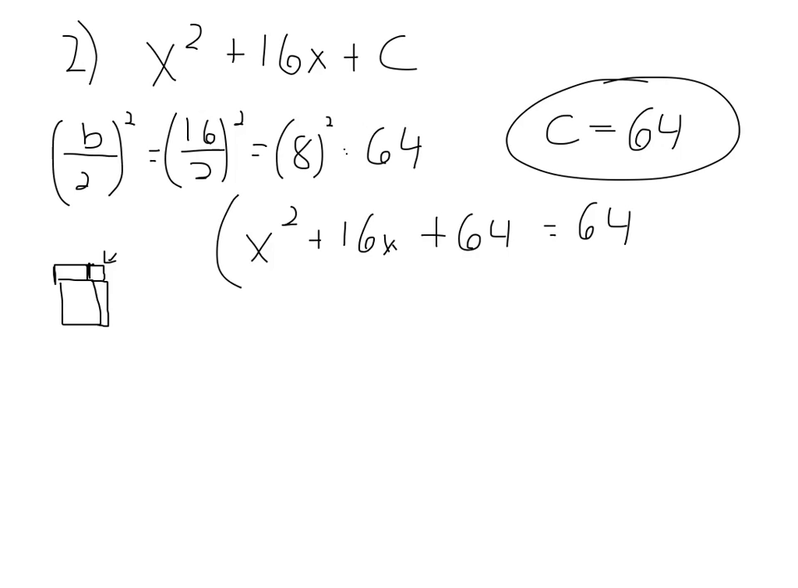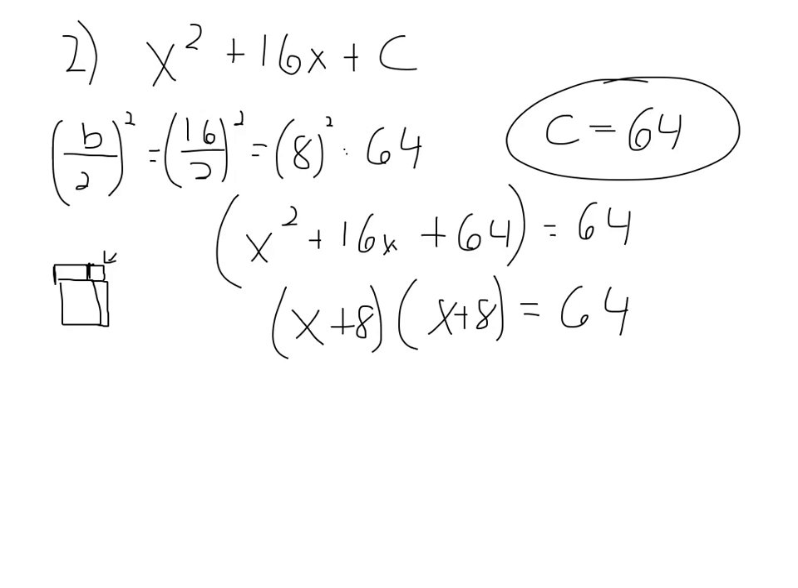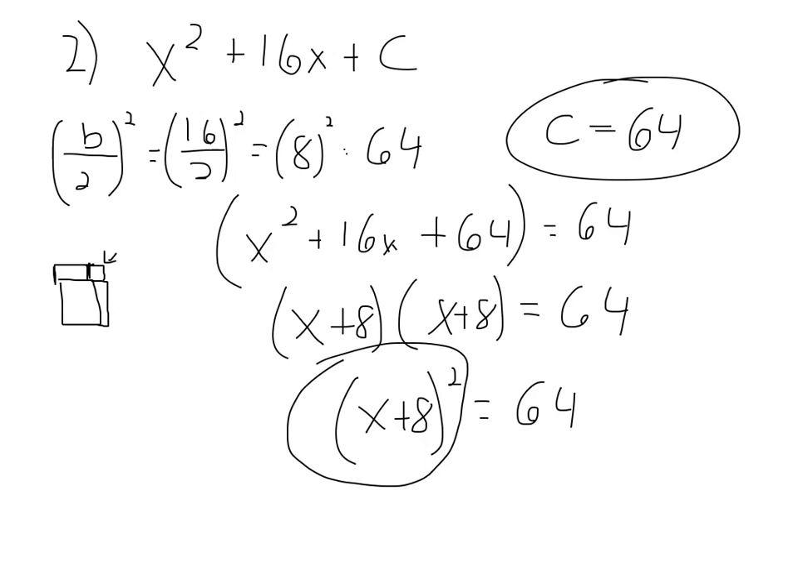Okay, this is a perfect square trinomial. So this would be x plus 8, and then x plus 8 is equal to 64. And what did it say? It wanted the expression as the square of a binomial. So the binomial would be x plus 8 squared equals 64. Now it doesn't say to solve. Pretty much it's just looking for this part right here. Okay, so that would be the answer to number 2.